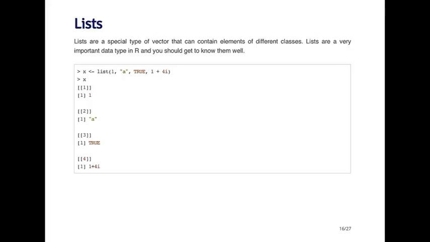When I auto-print the list, you'll see that it prints out a little bit differently. It doesn't print out like a vector because every element is different. You can see the double brackets here, so the elements are indexed by double brackets. The first element is the vector 1, the second element is a vector with A, the third element is a vector with TRUE, and the fourth element is a vector with the complex number 1 plus 4i. So you'll notice that elements of the list will have double brackets around them, and elements of other vectors just have single brackets. That's one way to separate a list from other types of vectors.